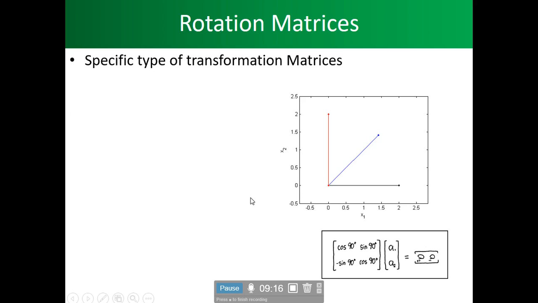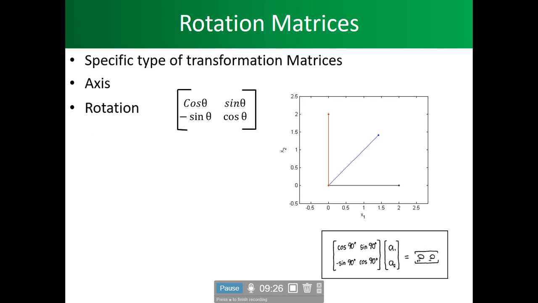Okay, when we talk about rotation, there's specific types of transformation matrices that we'll be dealing with. The first one we would like to talk about is the rotation. It rotates around the axis. And you'll be able to rotate it if you use the sine and the cosine. As you can see here, across the diagonal, we have the cosine, and across the minor diagonal, we have a plus and a minus sign.